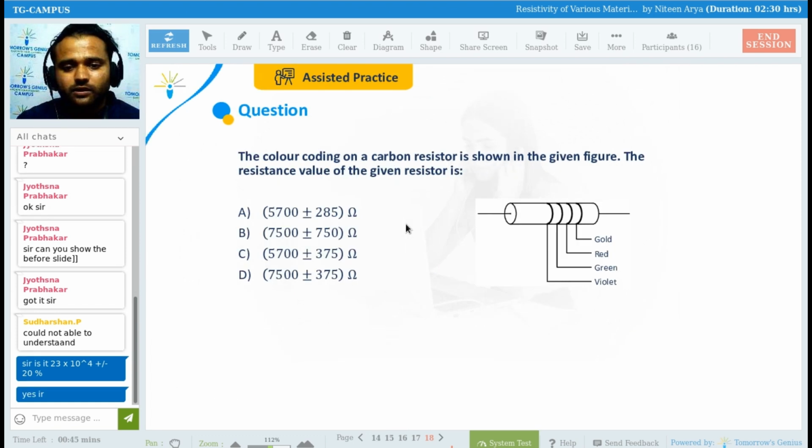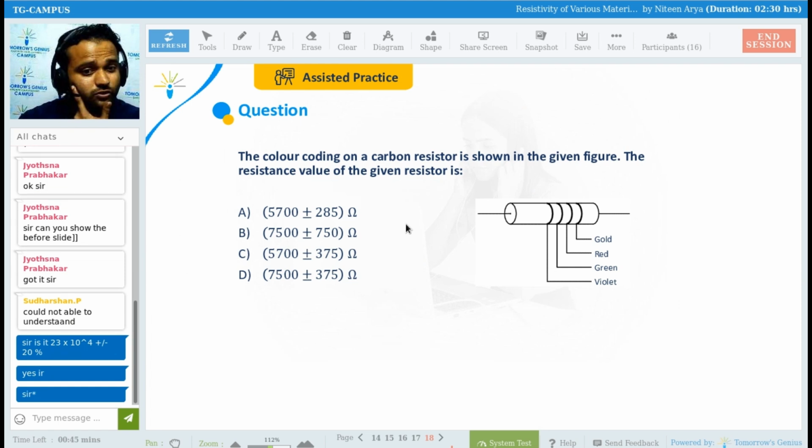Good. Okay. So now this is your first question, and I am not going to tell the answer. Believe me, solve it out and let me know. Everything is written over here: violet, green, red, gold. Tell me the correct answer.